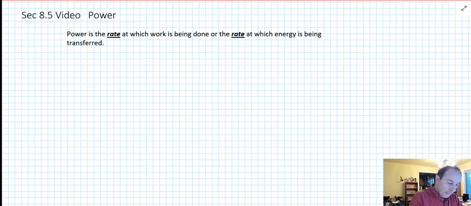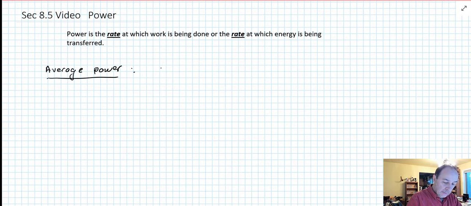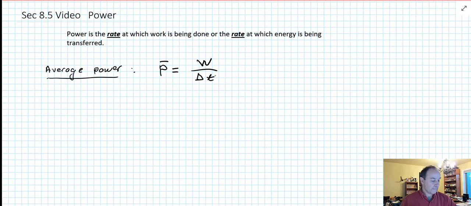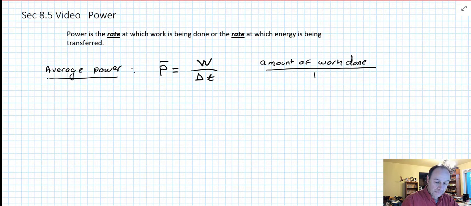So average power we're going to symbolize by P with a line over it. It's not a vector. That's the average symbol. It is the work done divided by the amount of time it took to do that work. So this is the amount of work done divided by time.